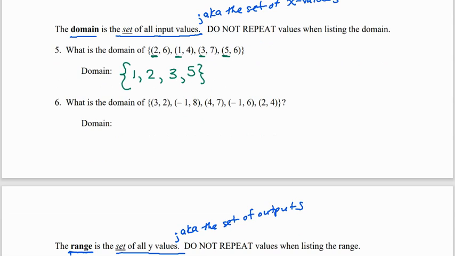Okay, let's do number 6. I'll give everybody a minute or so to try that one on your own. If you are writing things down, please write those ordered pairs first, and then go ahead and underline and put in set notation the domain. So we're focusing on the x values. Go ahead, take a moment to do that, and then we'll check your answers.